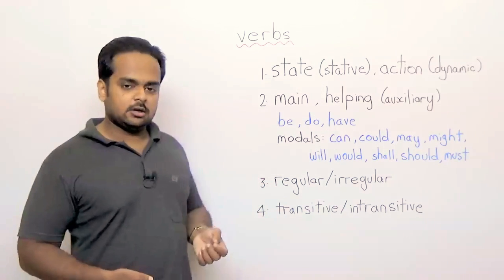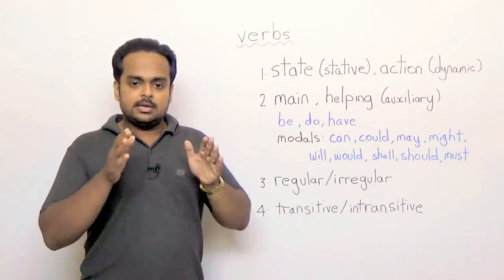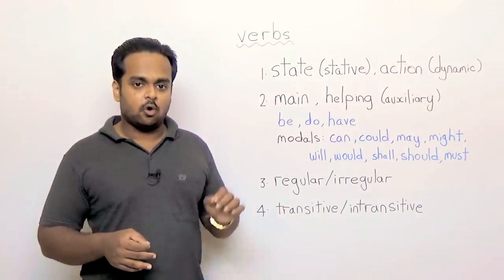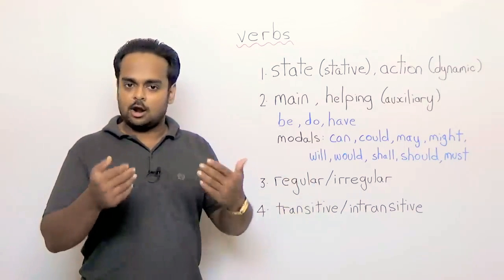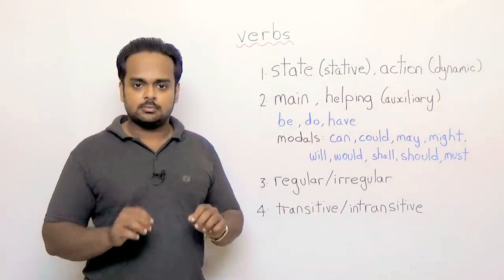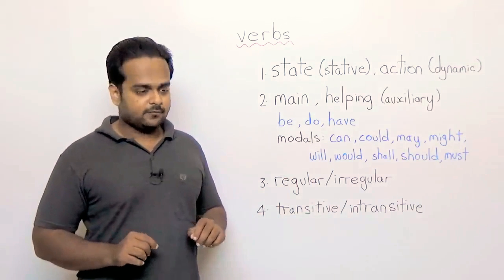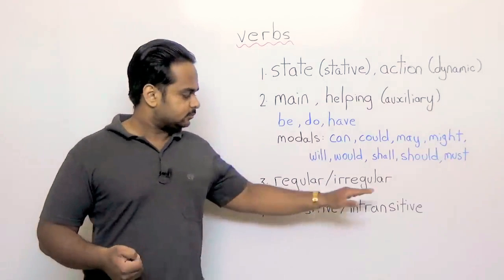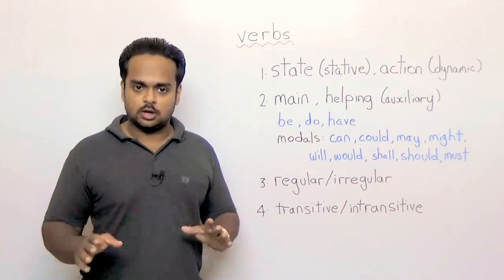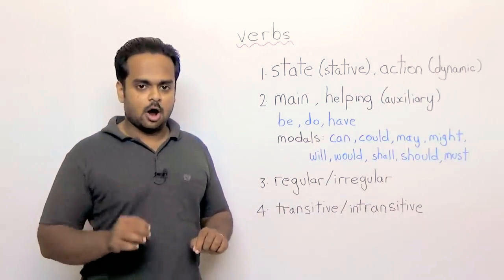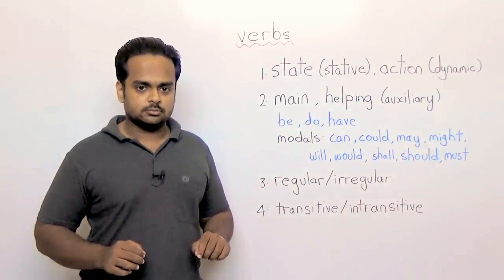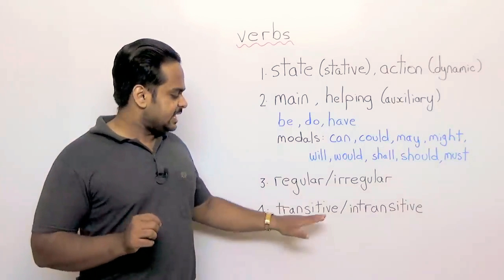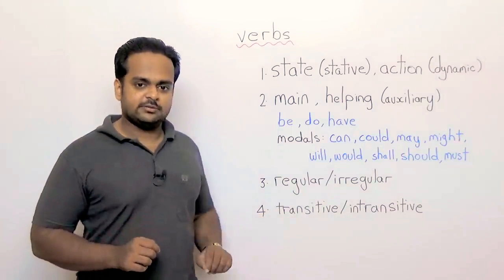Then we turned to regular and irregular verbs. The past and past participle forms of irregular verbs cannot be guessed, so you have to learn them through experience. And finally, we spoke about transitive verbs, which take an object, and intransitive verbs, which do not take an object. Do you remember the common mistake that I shared with you? The common mistake is leaving out objects with transitive verbs.